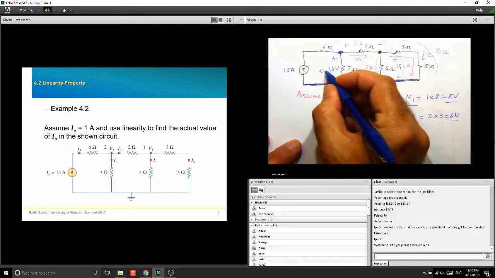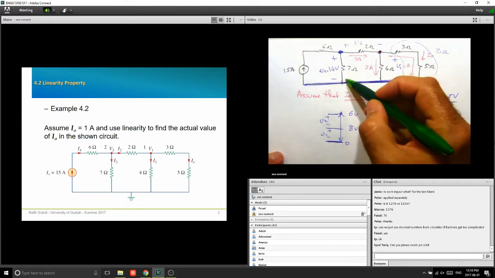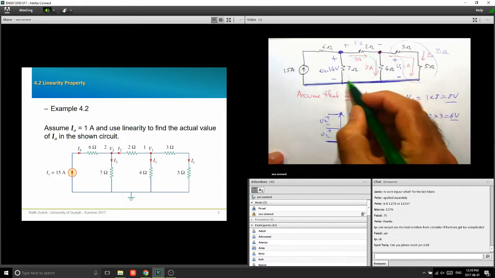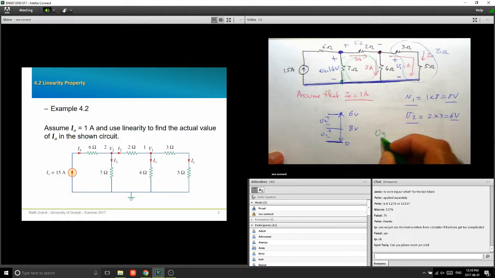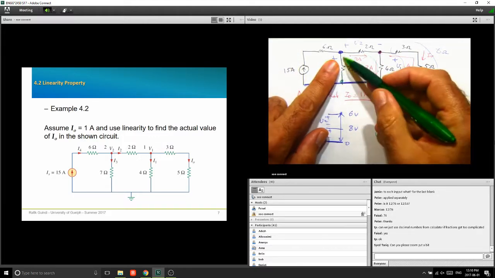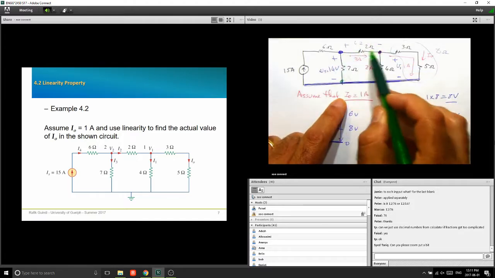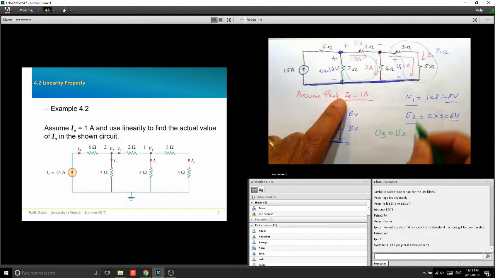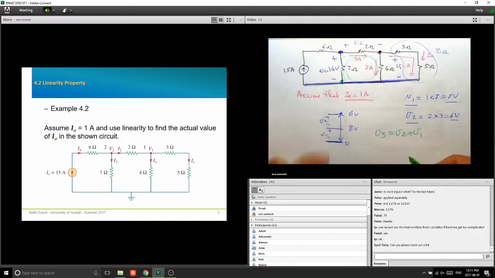Let's call that V3. In fact, to make sure that you're doing it right, let's do a KVL around this loop. If I start from here, I go from here to there, you get a rise of V3. Then from here to here, you have a drop of V2. And from here to here, you have another drop of V1. So V3 equals V2 plus V1.